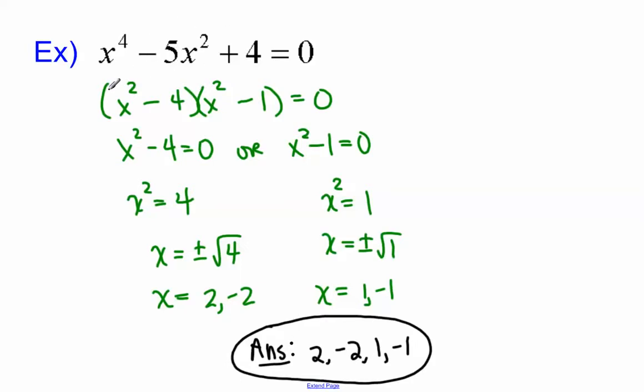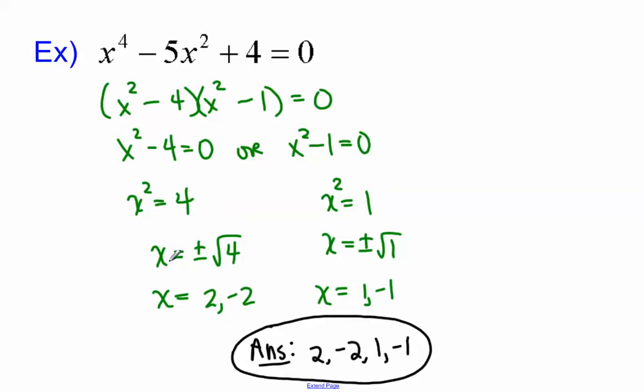Right, now, the property that we've talked about before is the zero product property. It says if something here times something here is equal to 0, that means either that first something, x squared minus 4, is equal to 0, or the second one, x squared minus 1, is equal to 0. Now, this just has a nice x squared in it. So it makes sense to just solve for the x squared and take the square root.